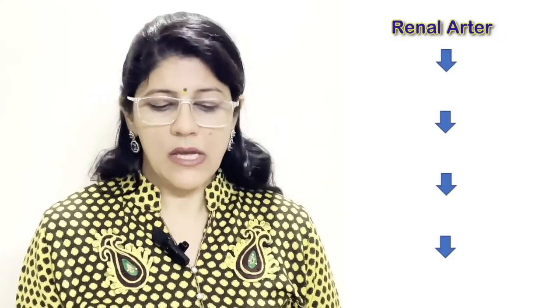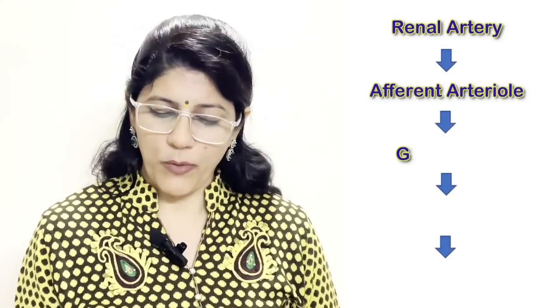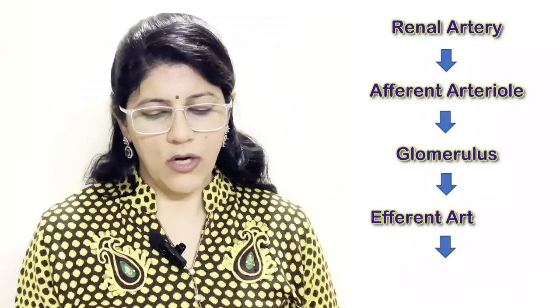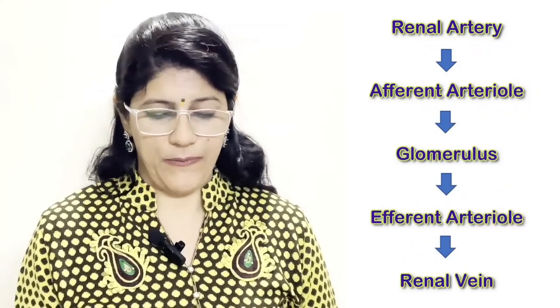Next is renal vein, renal artery, afferent arteriole, efferent arteriole, glomerulus. Starting with renal artery. Renal artery, afferent arteriole, glomerulus, efferent arteriole, then renal vein.